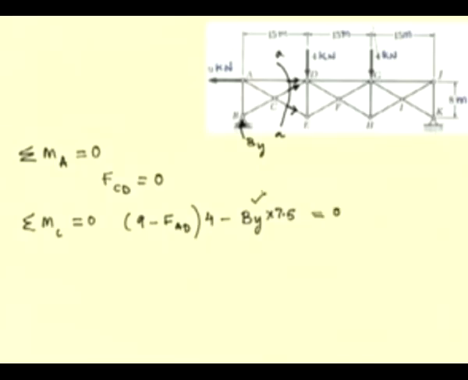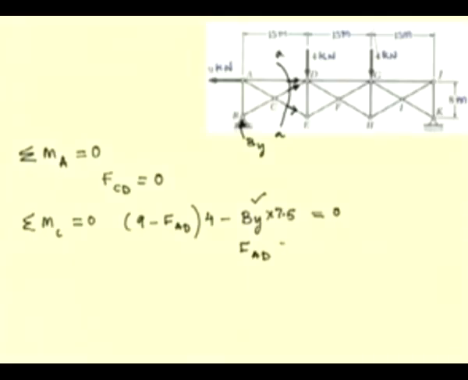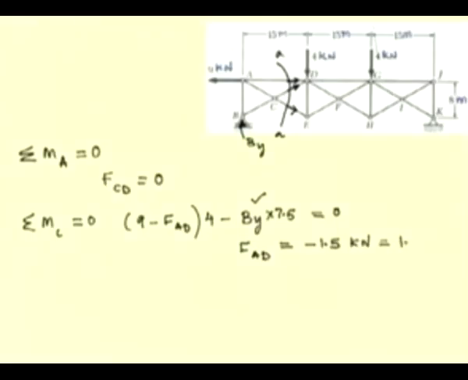Since we have already determined this force By, now from this equation we can determine the force in the member AD, and it has been determined to be minus 1.5 kilonewtons. Since the answer has turned out to be negative, our original assumption that the force in the member AD is tensile in nature is not valid and the force is compressive in nature. So, that means the force is 1.5 kilonewton compressive force.